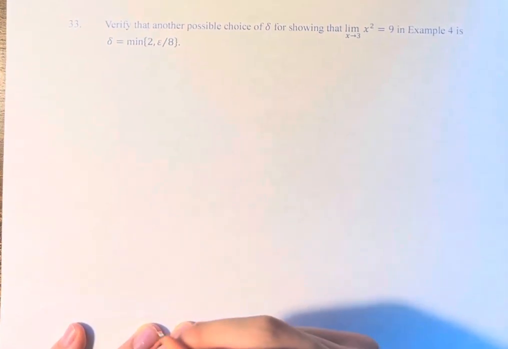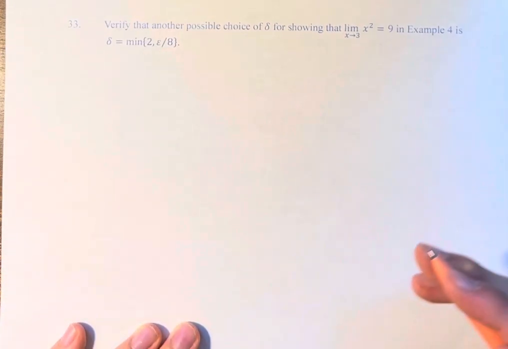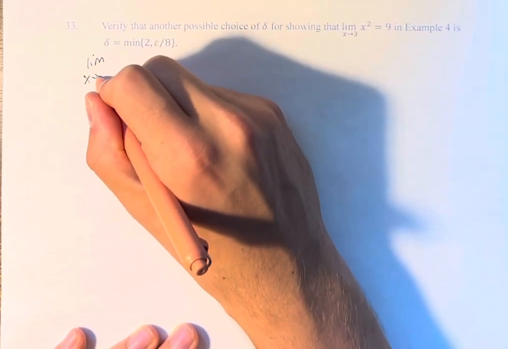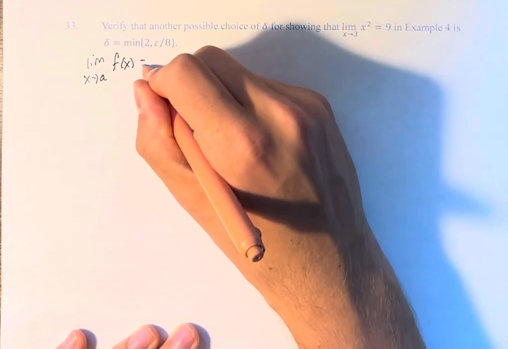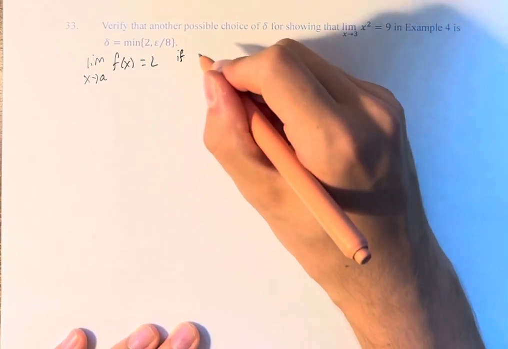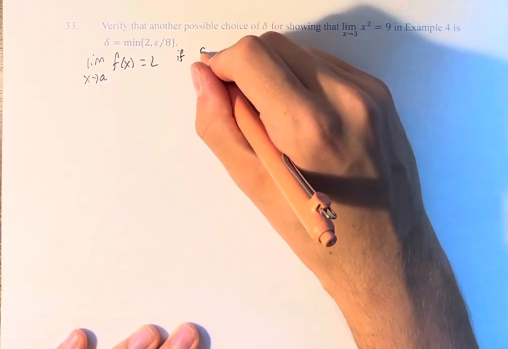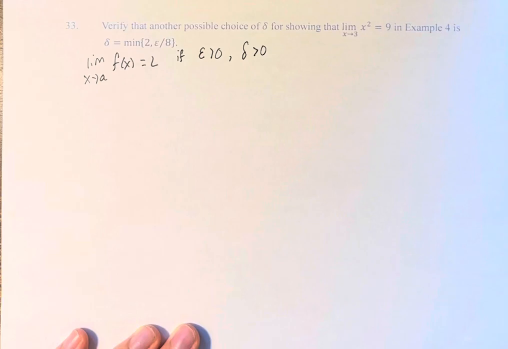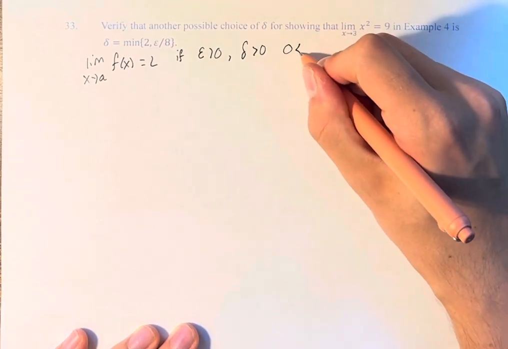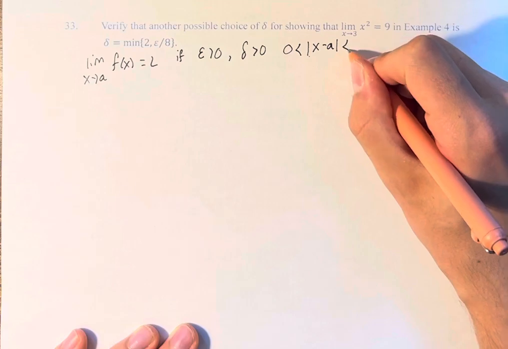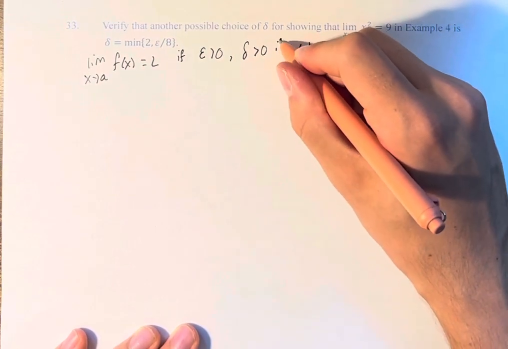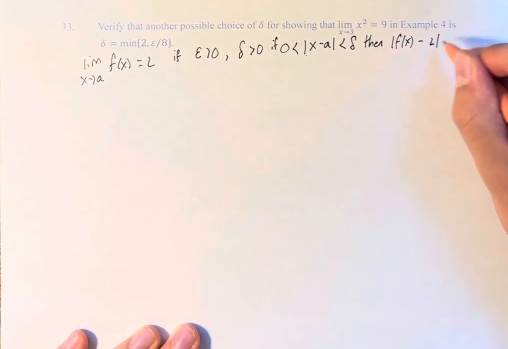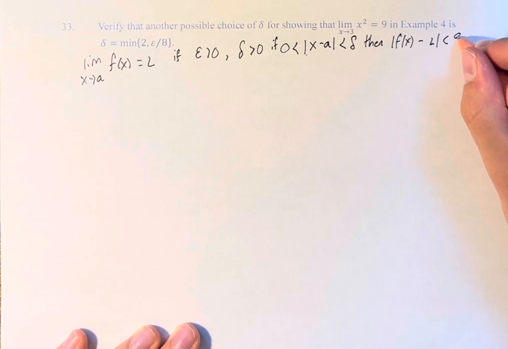So what we want to do here is, first of all, use the precise definition of a limit, because that's what we're getting at here, which states that the limit as x approaches a of f of x equals L if for every positive number epsilon, there is an associated delta that is also positive, such that 0 is less than the absolute value of x minus a is less than delta. If this is true, then the absolute value of f of x minus L is less than epsilon.